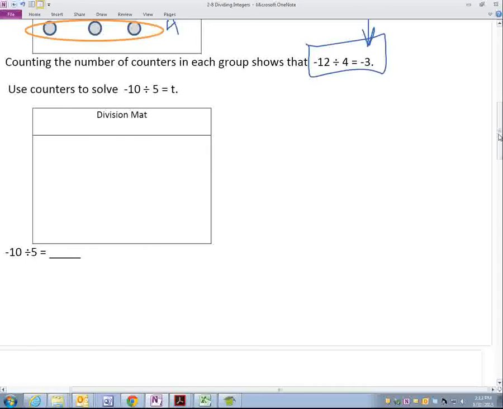Now let's use this one. Use the counters to solve, and you'll be really happy to know this is the only math that you're going to have to do this whole assignment. So we have to make negative 10 integers. I'm just going to do it like this. I want it to be a circle with a negative sign in it.